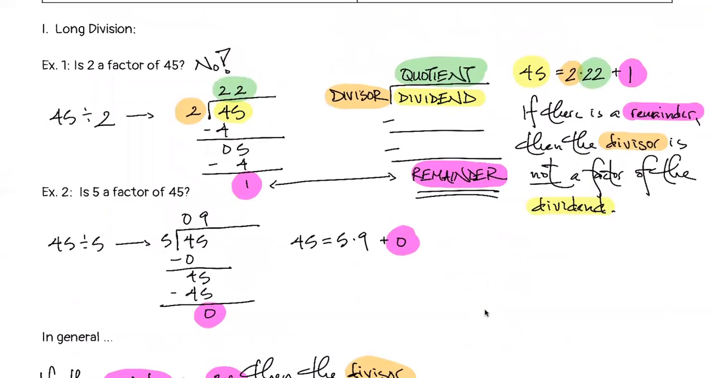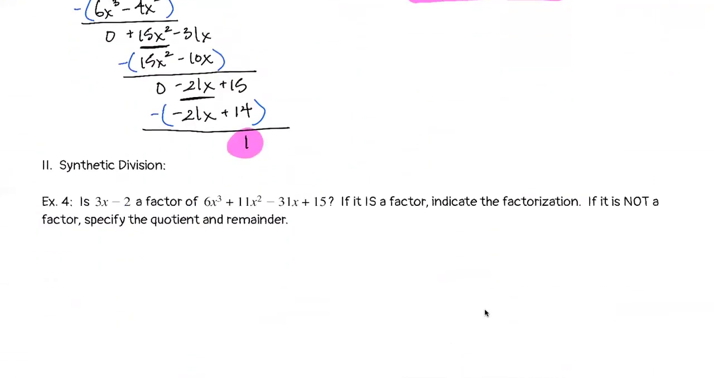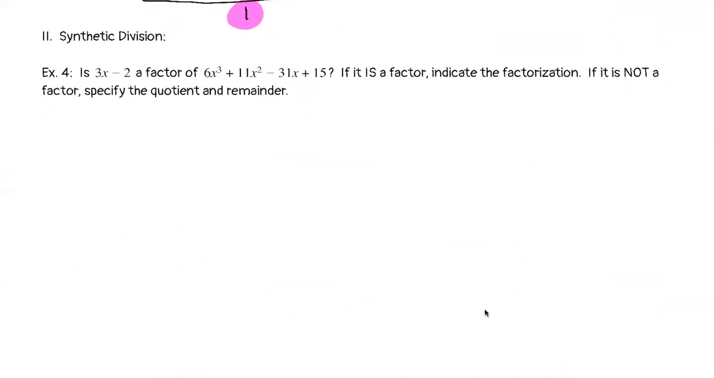So what we're gonna do now is we're going to learn something called synthetic division, right? Let me scroll back down. We're gonna take a look at something called synthetic division. Synthetic division is a slightly more efficient way to find a factor, okay?